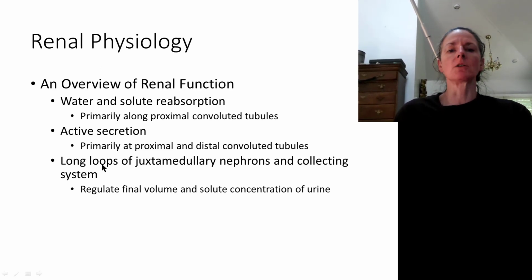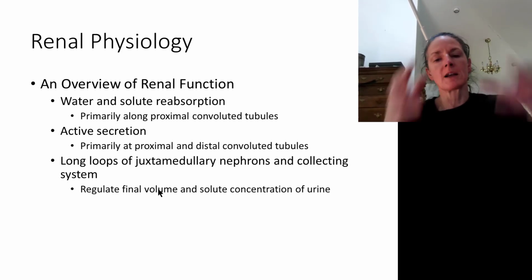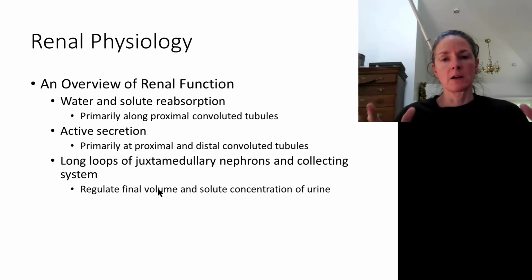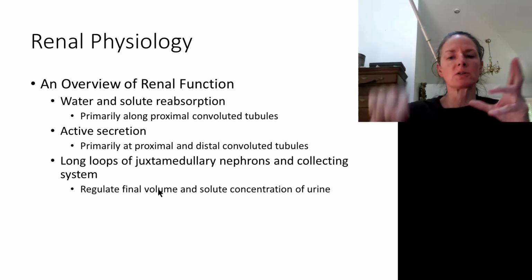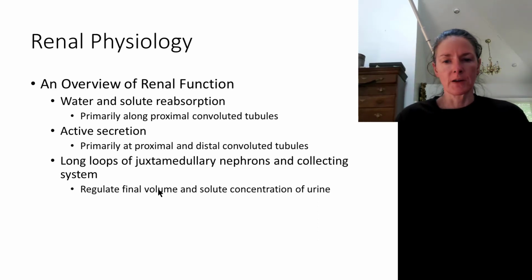And then the long loops of the juxtamedullary nephrons are going to be very important for concentrating that urine, concentrating the solute, resorbing a lot of water. And as you can already sort of see where this is leading, we've got a very high salt solution in the interstitial fluid through which the tubule, the loop of Henle, is running.